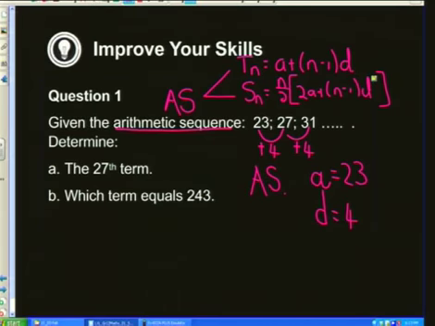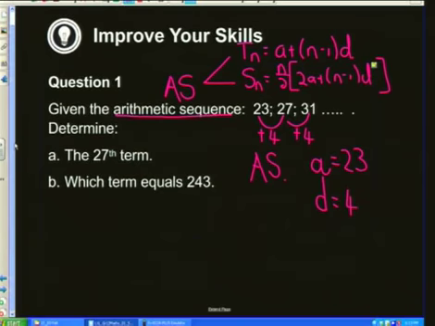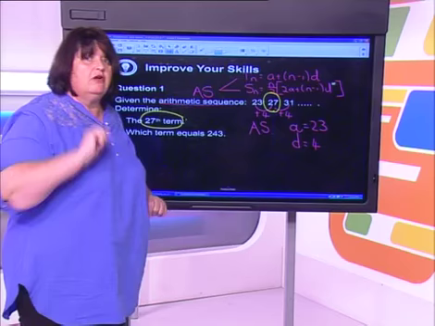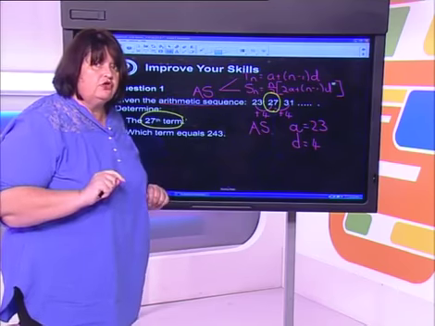Now, what's the question asking me? It asks me to find the 27th term. Now, why I liked this question is it brings home some little thing that everybody has trouble with. It says the 27th term, but there is a term that is 27. And that seems to confuse people, so don't let it confuse you. It's something we can avoid confusion on.